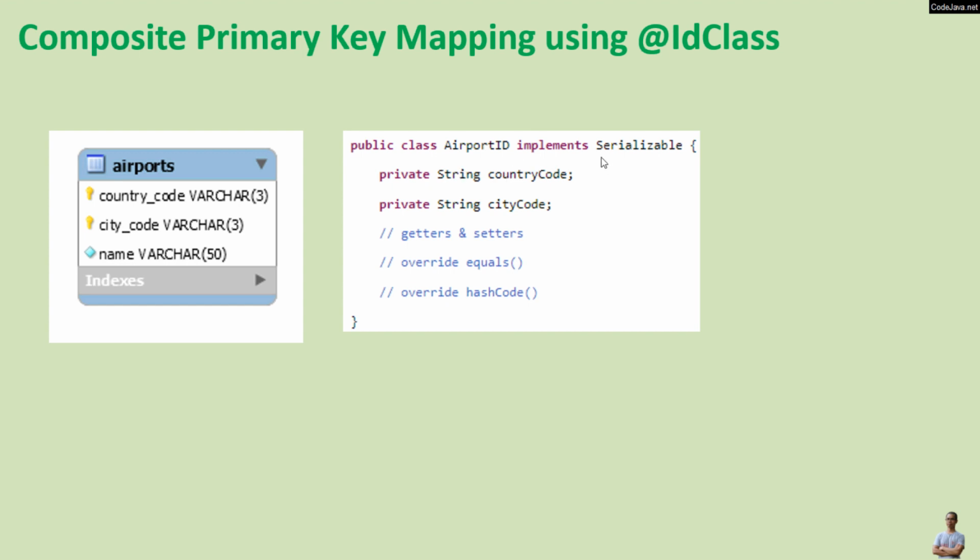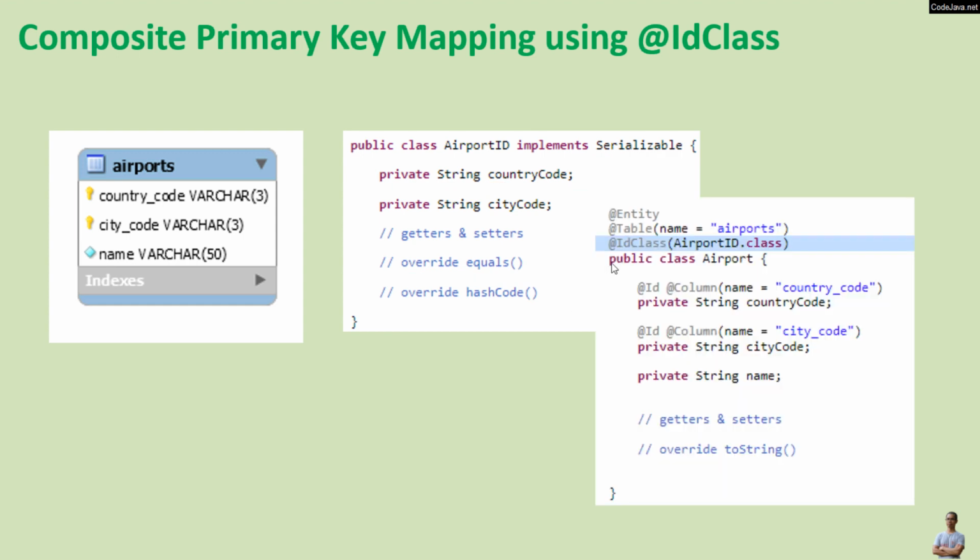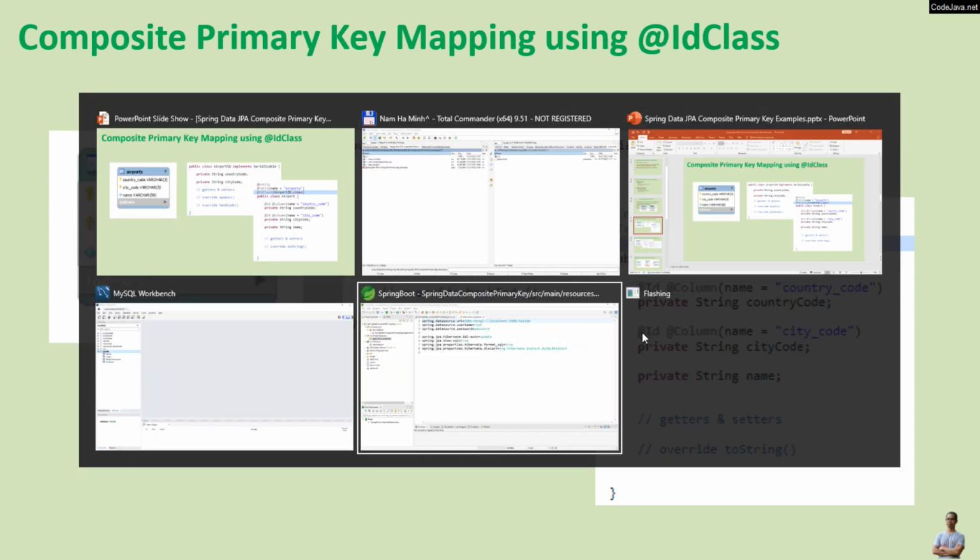It must implement the serializable interface and defines the fields that map to the columns in the composite primary key, and also implement getters and setters, override equals and hash code method. And in the entity class, we just specify the ID class using the ID class annotation like this, you see. And also we need to redefine the fields mapping here. Okay, let me write the code.